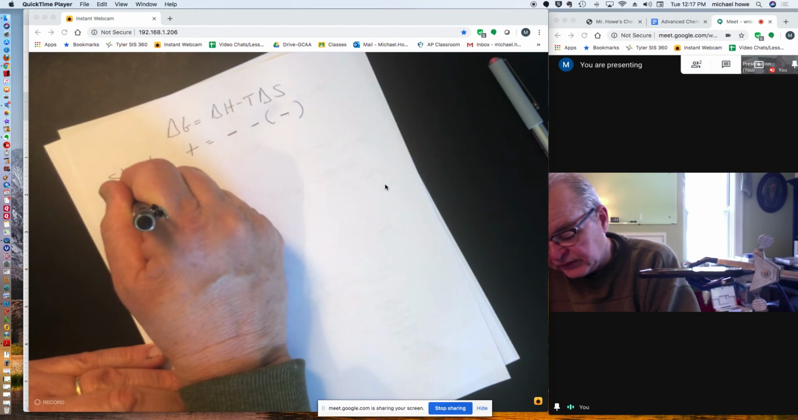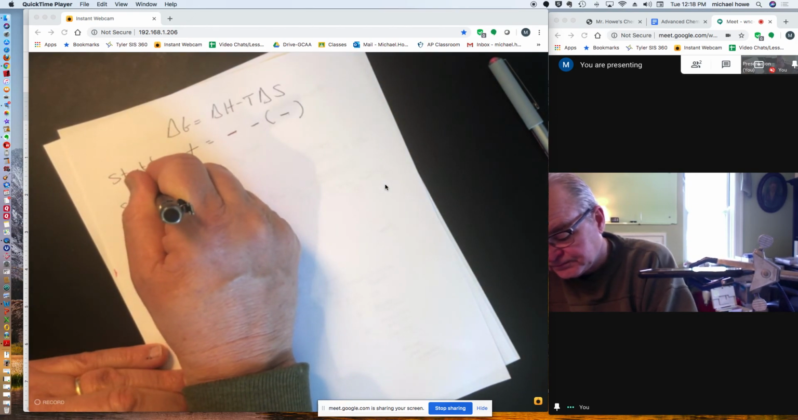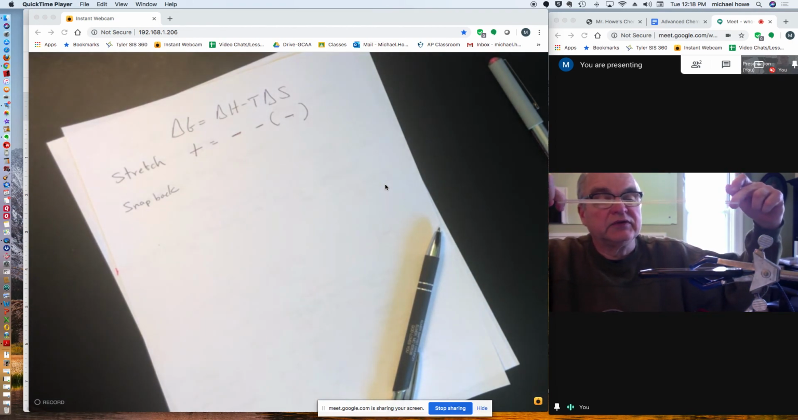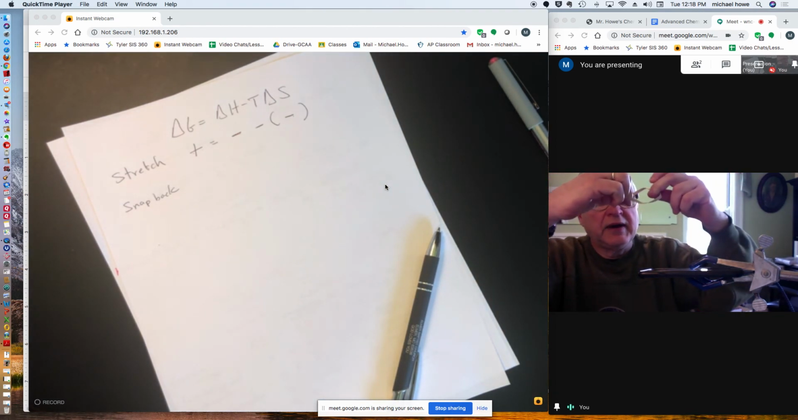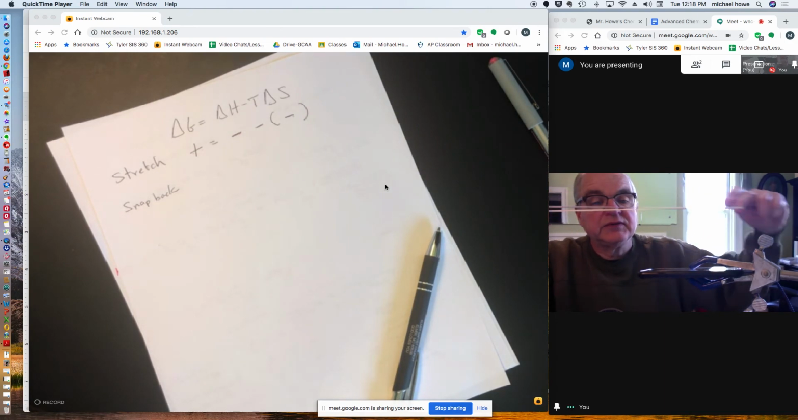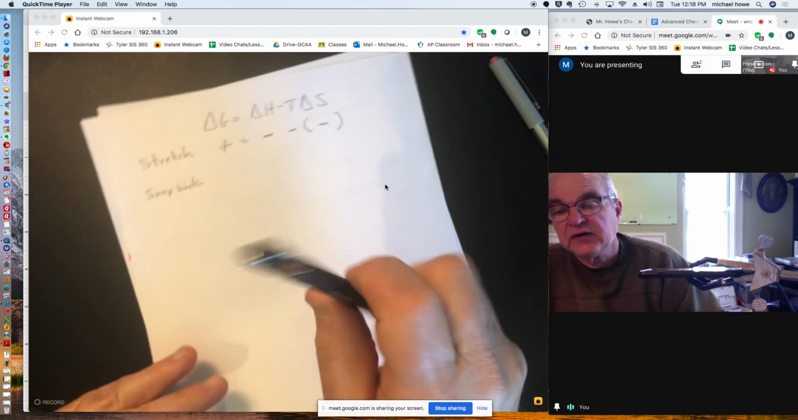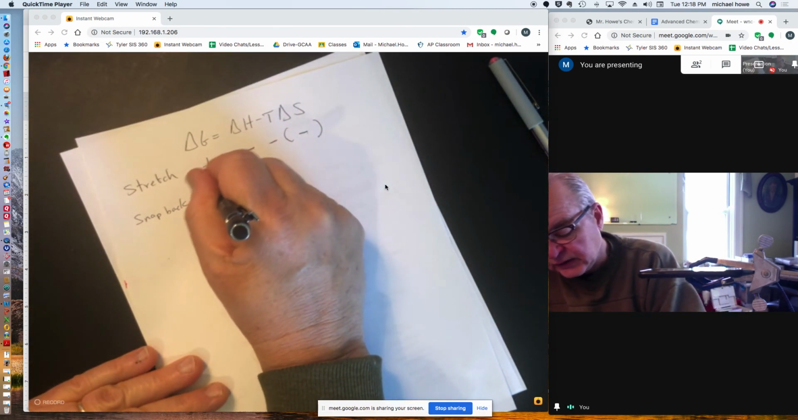Now I'm going to call this the snapback. When I hold the balloon like this, or excuse me, the rubber band like this, then the rubber band automatically goes back when I let off the pressure. So if I pull it out, let go, it snaps right back. So that is spontaneous. So we would say the snapback has a negative delta G.